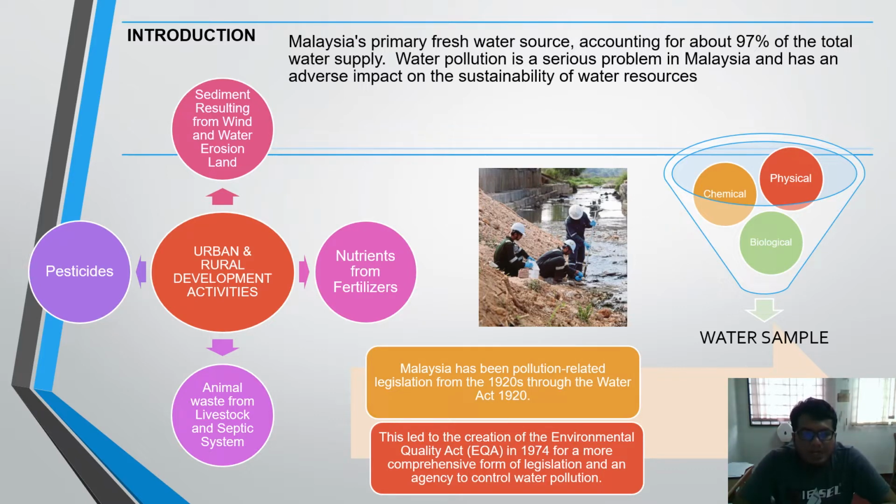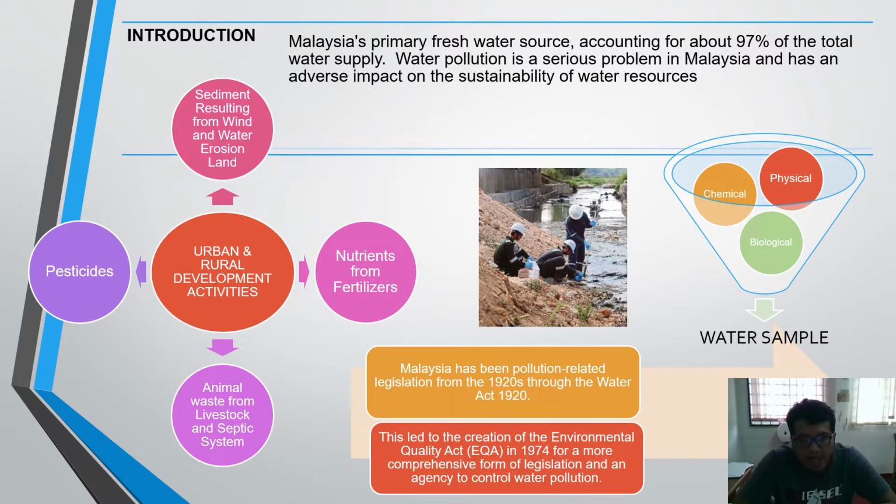Firstly, sediment resulting from wind and water erosion of land. This can be seen when a landslide happens and brings along debris directly to the river, which we know will decrease the river quality. In terms of farmers, nutrients used to enhance their production, that come from fertilizer, will cause a significant impact to river pollution.